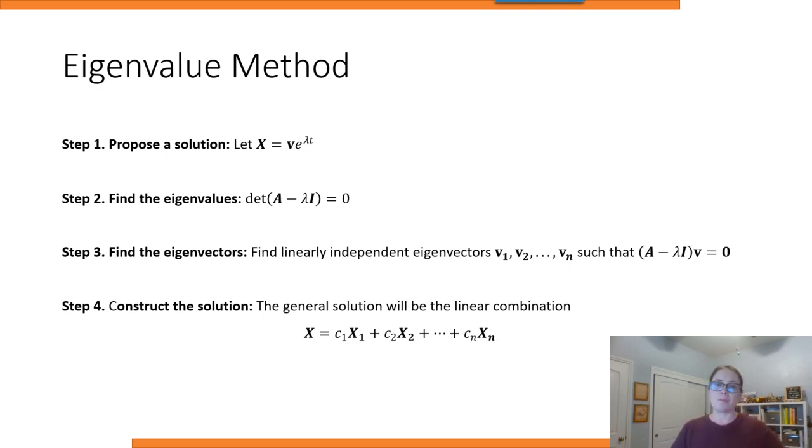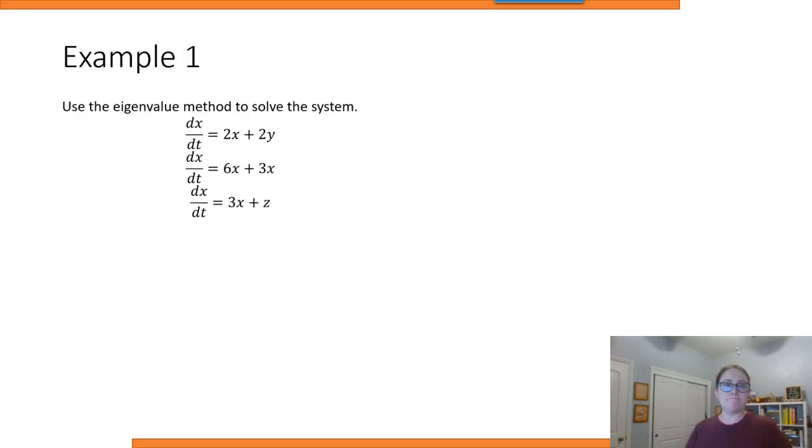So I'd have my parameters C1 through Cn, each multiplying my proposed solution. So C1 x1 would be C1 times V1 e to the lambda t. I'm plugging all that in and then adding them all up to get the general solution. So let's look at an example so we can see what this looks like.